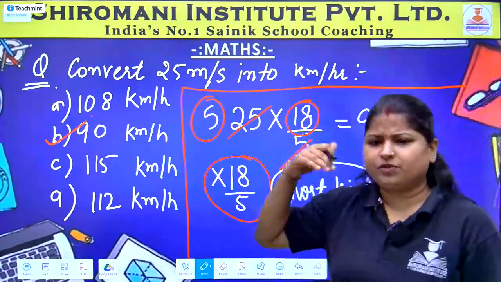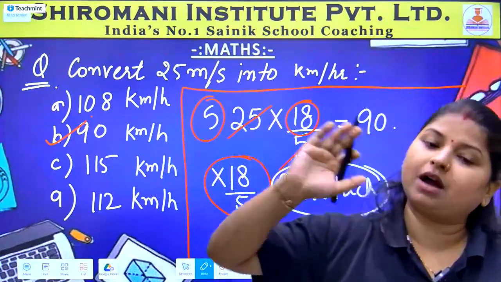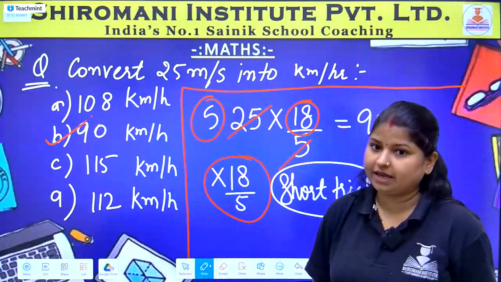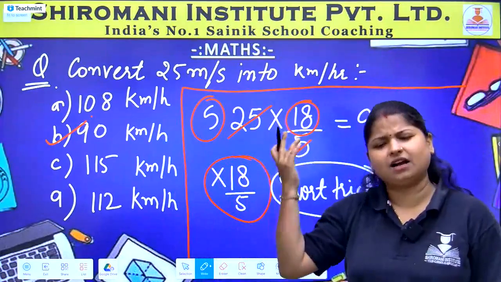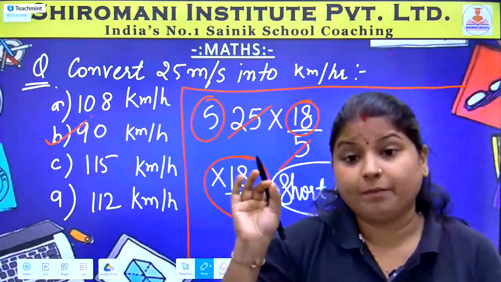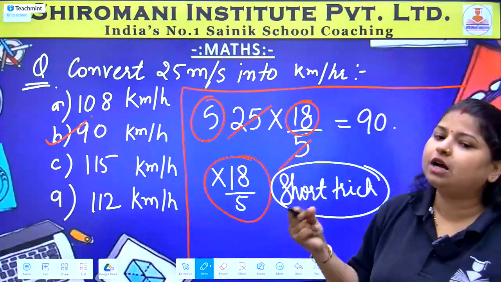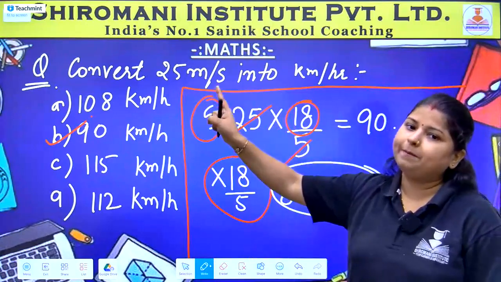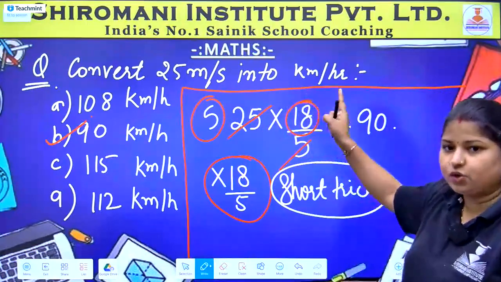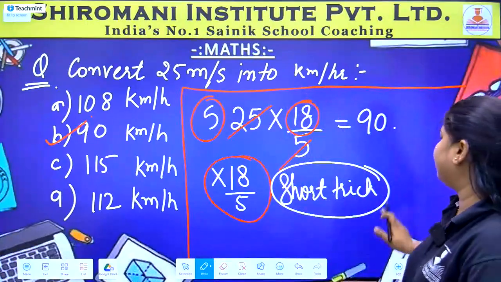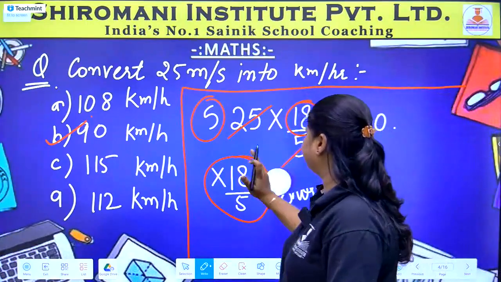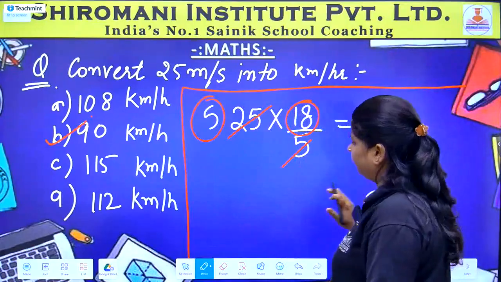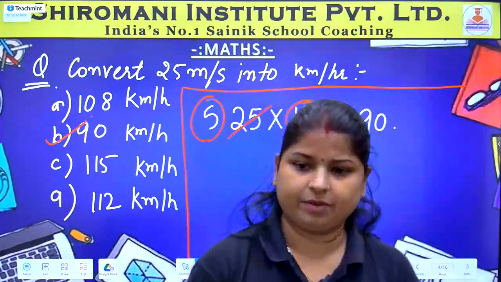So the traditional method, I will tell you some other day when we are done with all the chapters which are coming in the examination. Someday I'll take a class and tell you the traditional method. But today we are going to learn the quickest way to do the calculation. So always remember, meter per second into kilometer per hour, just multiply by 18 by 5. That's it. Nothing more you have to remember. Okay?